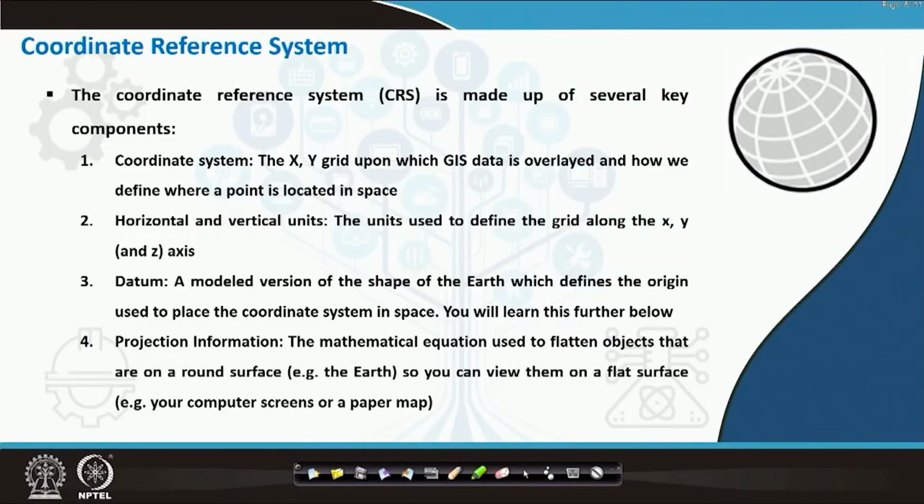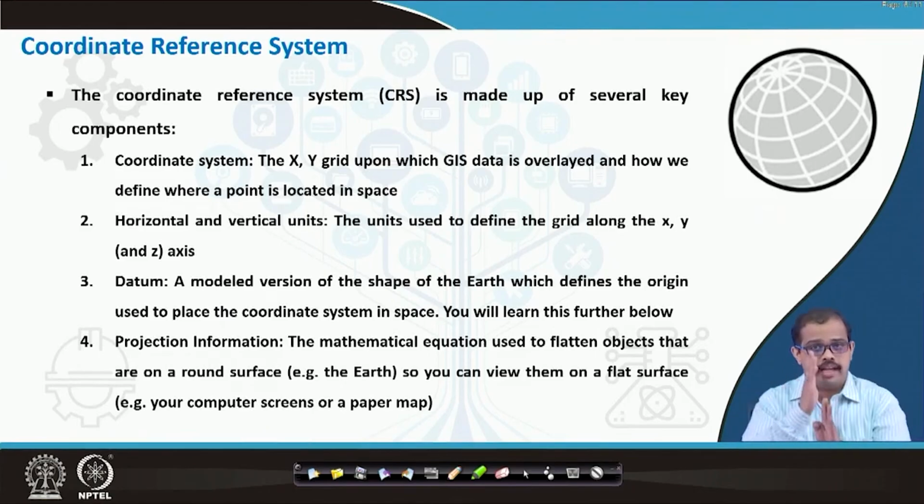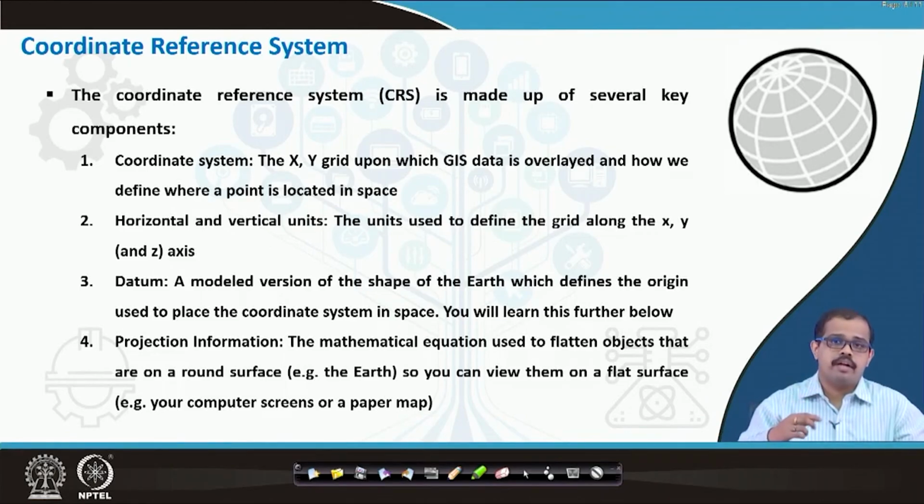The first thing, when we look at the coordinate reference system, whenever I refer to CRS, it is nothing but a coordinate reference system. When I say coordinate system, it is an XY grid, so it is always an X and a Y, upon which GIS data is overlaid, and which defines how we locate a point on the earth's surface or in space. Then the horizontal and vertical units are used to define the grid along the XY and, if necessary, the Z axis.